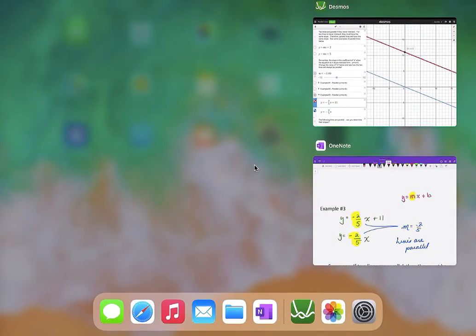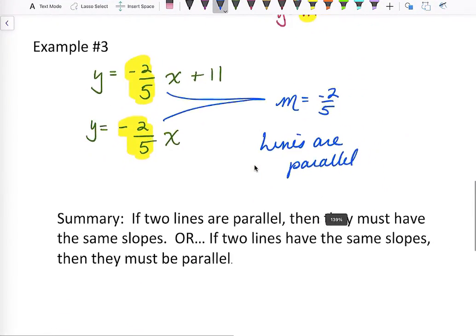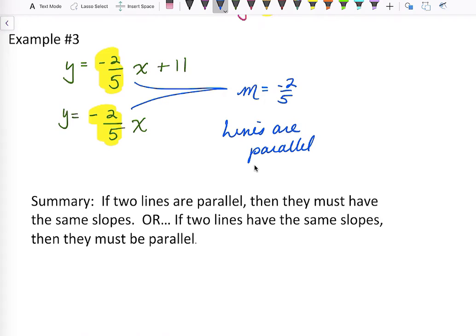Okay, so that's it for today, but let's summarize. In summary, if two lines are parallel, then they must have the same slopes. Or you could also say if two lines have the same slopes, then they must be parallel. I hope this helped you understand how to identify parallel lines.